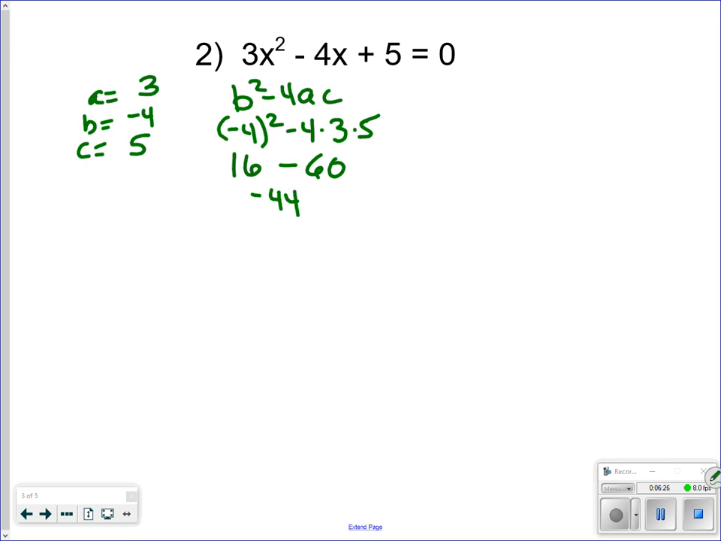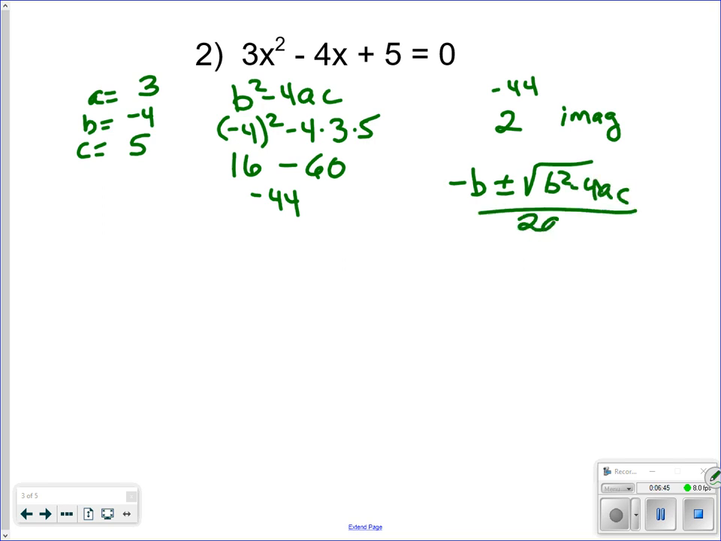There's your discriminant. When the discriminant is negative, that means you've got two answers, but this time our two answers will end up being imaginary. Okay, now we use the whole formula. So again, remember, go back to that. I'll keep writing it every time so you can see it again.